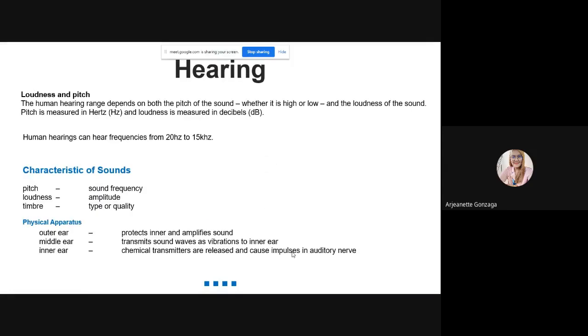Okay, sa hearing, the loudness and the pitch. Sa human hearing, the range depends on both the pitch and the sound. So, whether it is high or low, and the loudness of the sound. Pitch is measured in hertz, and the loudness is measured in decibels. Human hearing can hear frequencies from 20 hertz to 15 kilohertz.